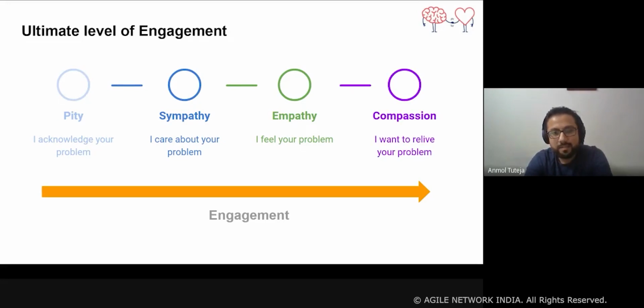This is the last step, which is called compassion. This is basically when you actually get to relive that person's problem, you are trying to play that role in actuality and experiencing the problem yourself with the system. So essentially, in this travel agent booking situation, I get to do that job for him for a day or two, or as part of the research, whatever is applicable. And that will be the last step of engagement, and that will actually bring out a lot of things which the user might not be able to explain.